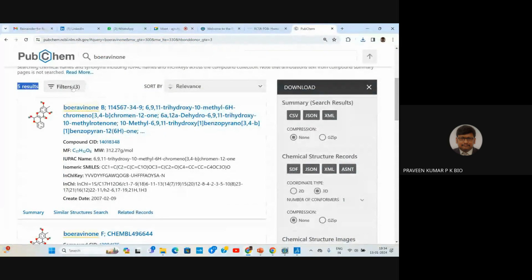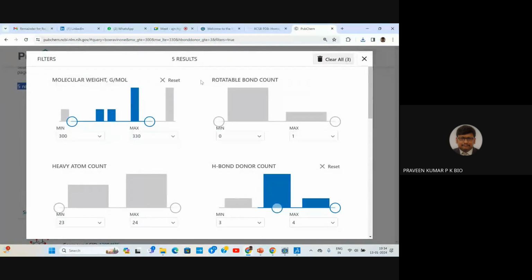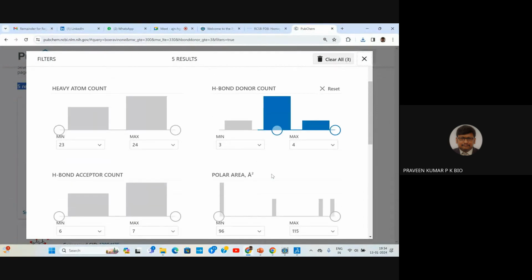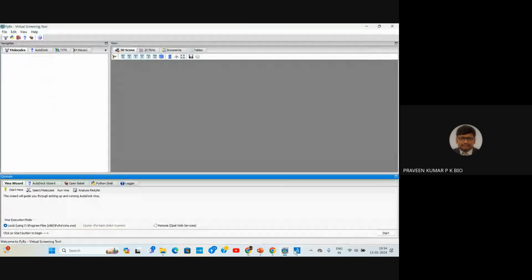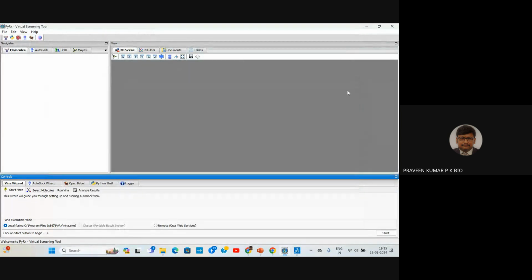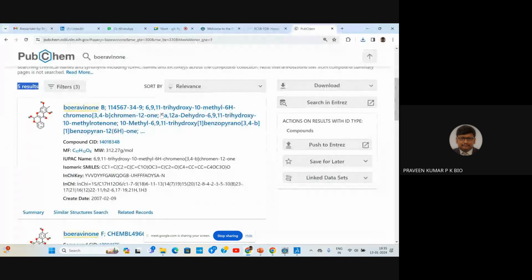We have applied the third filter also. So totally we got 5. 1, 2, 3, 4, 5. Clear all. But why are we getting only 4? Some problem is there. But if you go for downloading, generally it downloads exactly.